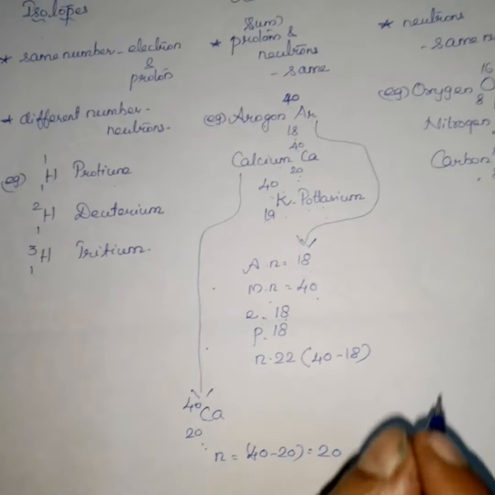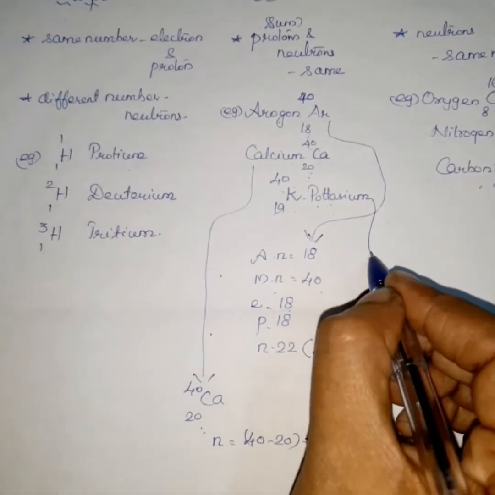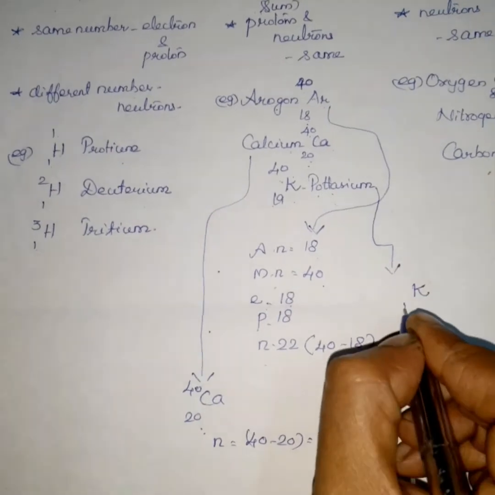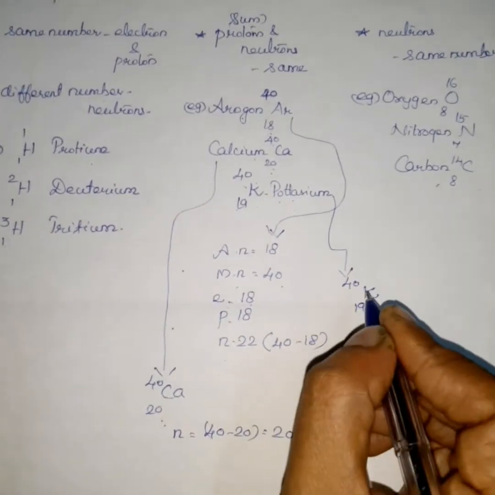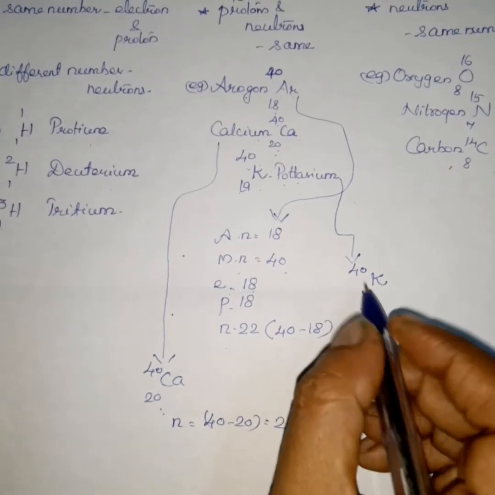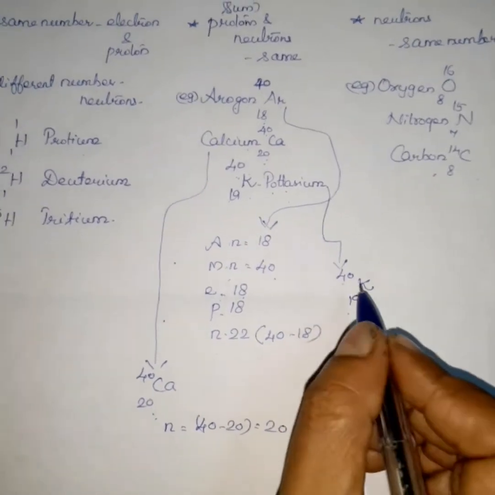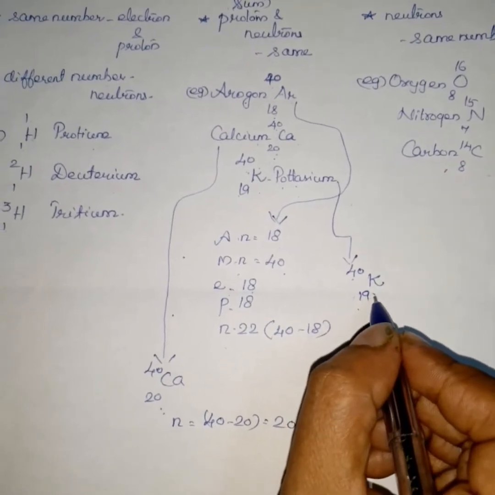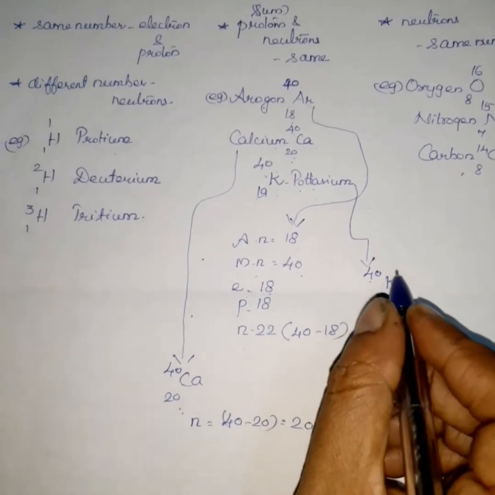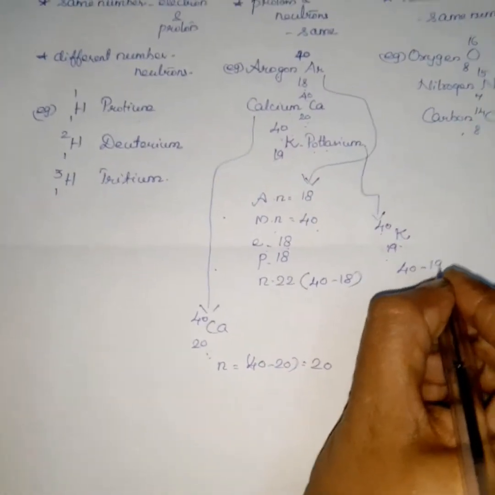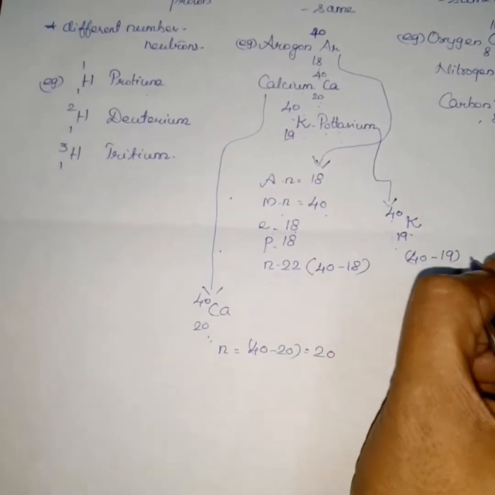Next one, potassium, K-19-40. Here the atomic number is 19 and the mass number is 40. How many electrons are there? 19. How many protons are there? 19. How many neutrons are there? 40 minus 19 is equal to 21.